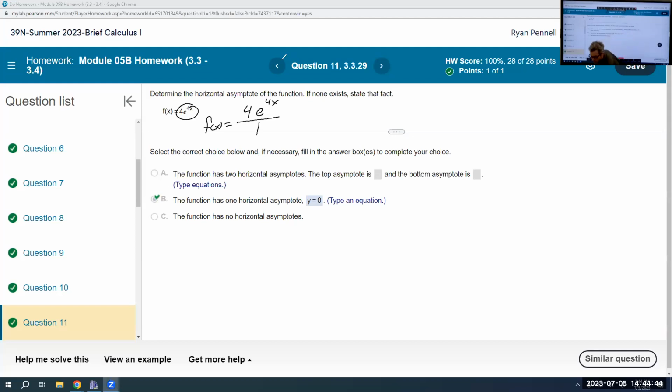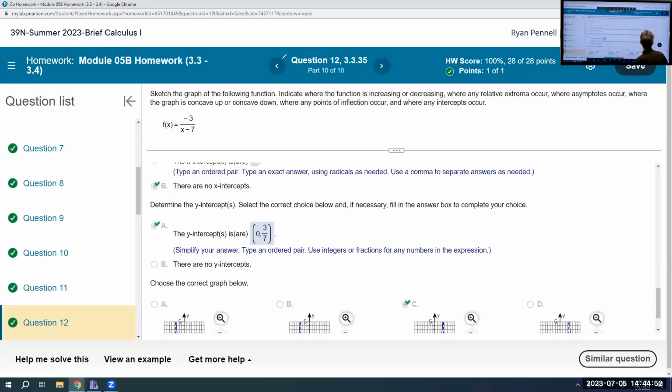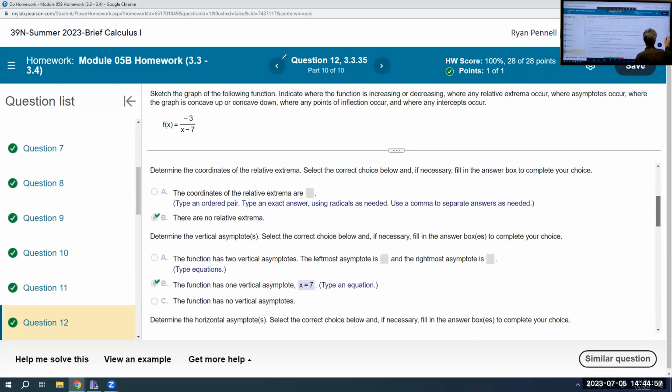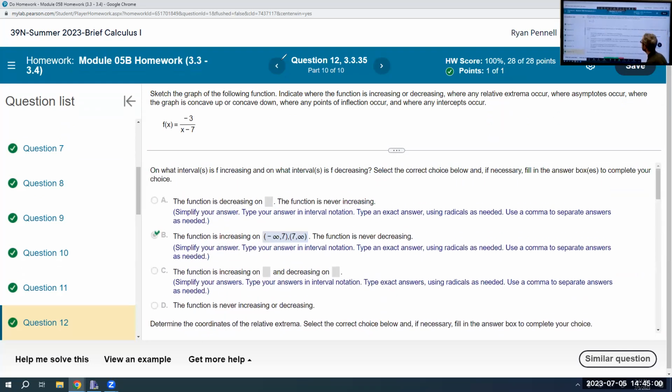What was the first one I need to note? So let's take a look at that. Sketch. Now, of course, when our homework says sketch, you are more than welcome to just plug it in a graphing calculator. So sketch the graph of the following function, indicate where the function is increasing or decreasing, where any relative extrema occur, where asymptotes occur, where the graph is concave up or concave down, and where any points of inflection occur, and where any intercepts occur.